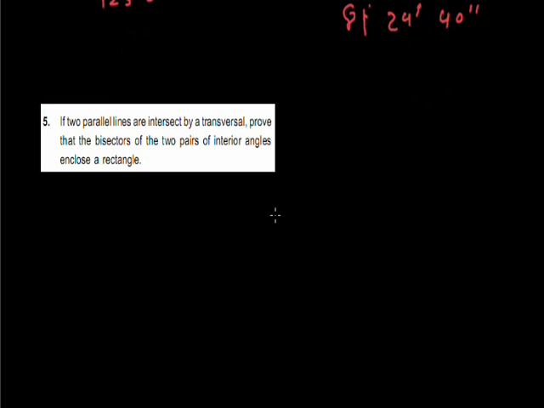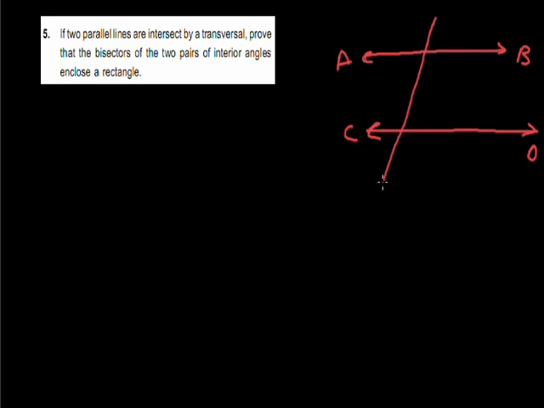If two parallel lines are intersected by a transversal, prove that the bisectors of the two pairs of interior angles enclose a rectangle. First of all we have to make a diagram. There are two parallel lines, name the lines as A, B, C, D, and there is a transversal, so make a transversal. This is our transversal E, F.